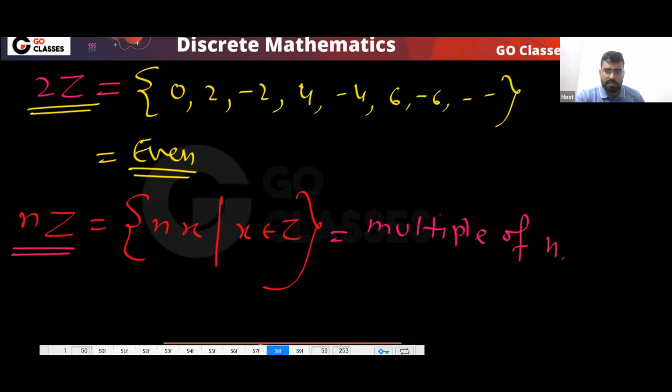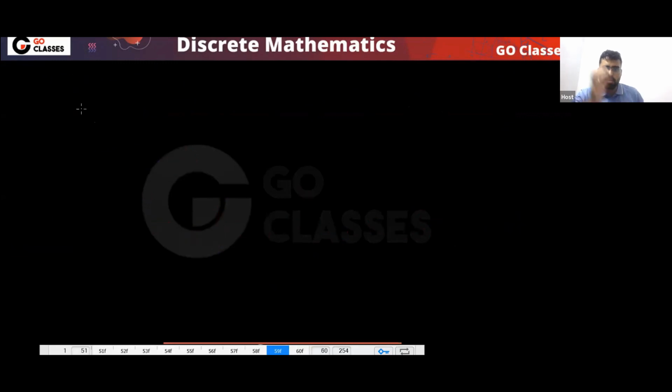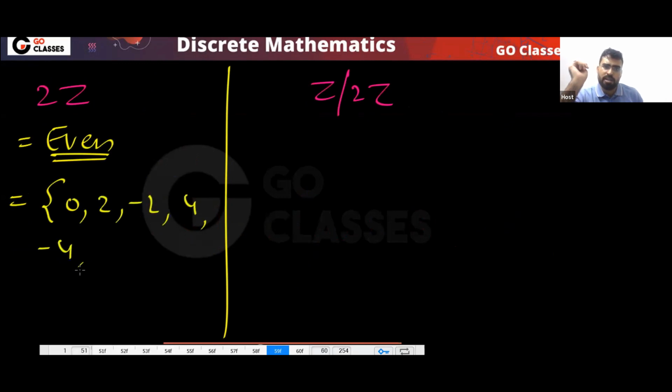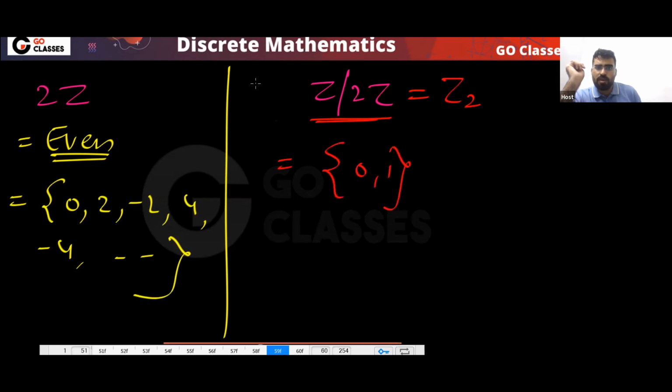So these symbols are just some little bits. Remember, if I give you 2Z and if I give you this other symbol, these are different. This one means all even numbers, so it will be like 0, 2, minus 2, 4, minus 4, and so on. And this will be your Z2. This will be your 0, 1. So just understand that this and this are different.